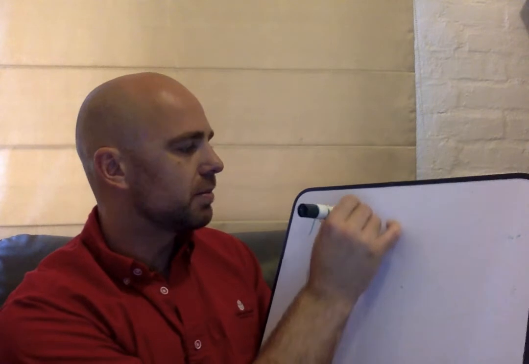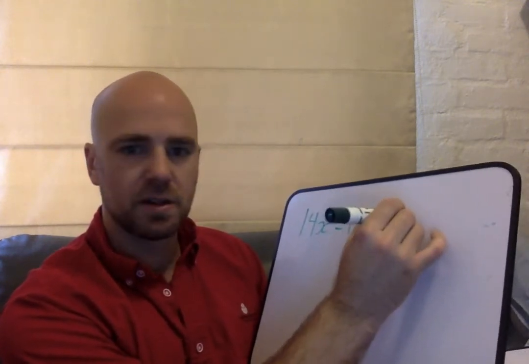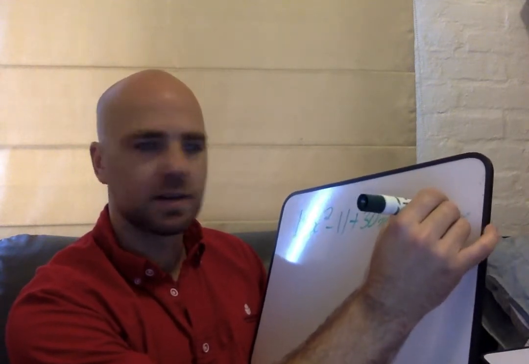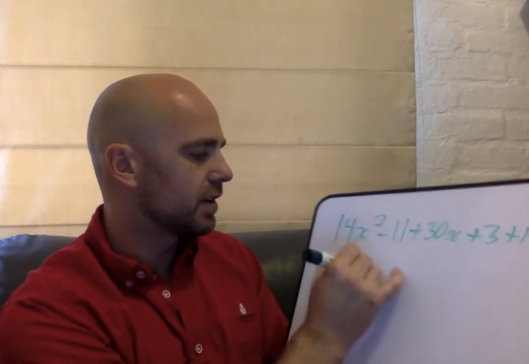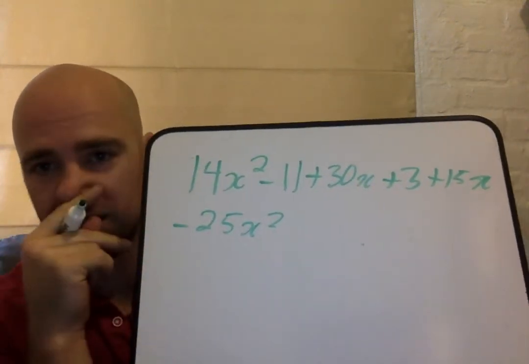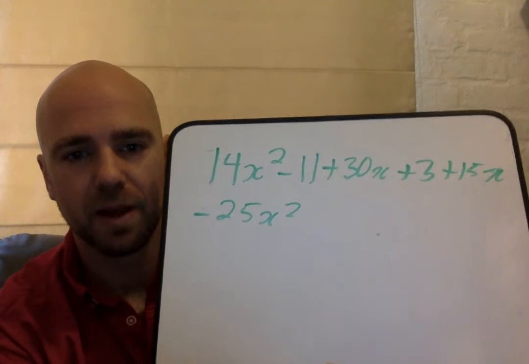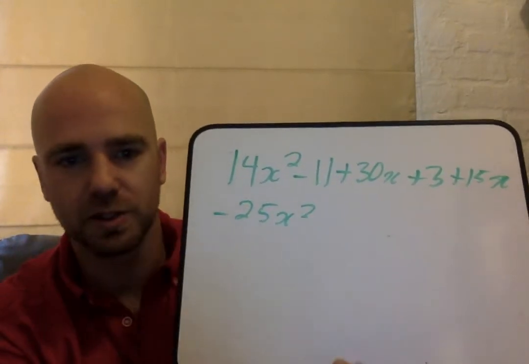Let's do another one. Once again, feel free to pause it. If I've got 14x squared minus 11 plus 30x plus 3 plus 15x, and I have to go down, minus 25x squared. Sorry, I had to do it in two lines. I started too big and not far enough. Once again, group your like terms, and then give me your final equation.